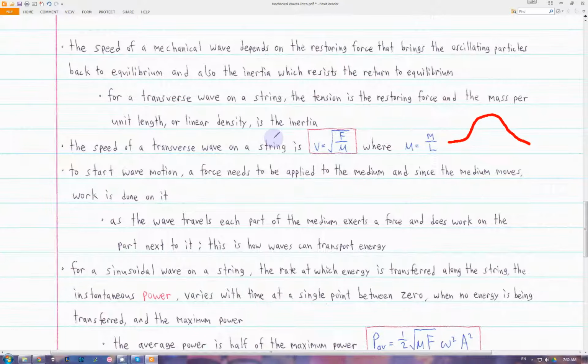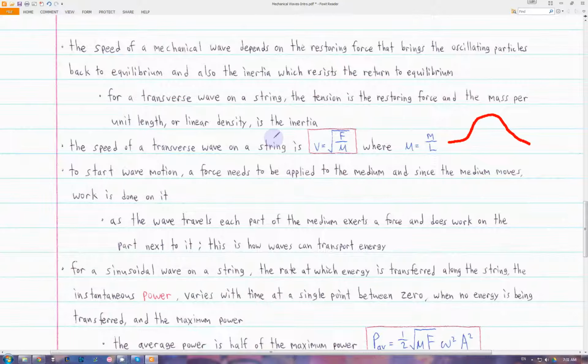So the speed of a mechanical wave depends on two things. First is the restoring force in the medium. Remember that when a particle is oscillating in simple harmonic motion, there is a restoring force that tries to bring that particle back to the equilibrium position whenever it's displaced. So the greater the restoring force that acts on each particle in a wave, the faster the wave will travel, because those particles are oscillating faster.